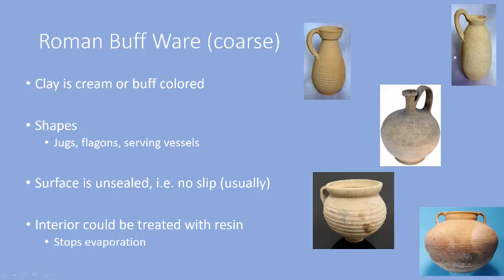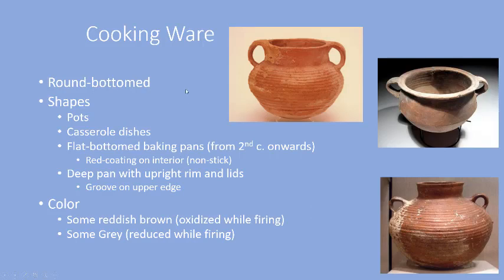Buffware is one of these types of coarsewares, and you can see because they're buff colored, right, or cream colored. Jugs, flagons, serving vessels, everyday stuff, right? These don't have a slip on them at all. This is just the raw clay. Cookware. Again, lots of ribbing in the cookware. No slips on these. Things that need to be exposed to heat, things that are rather coarse.